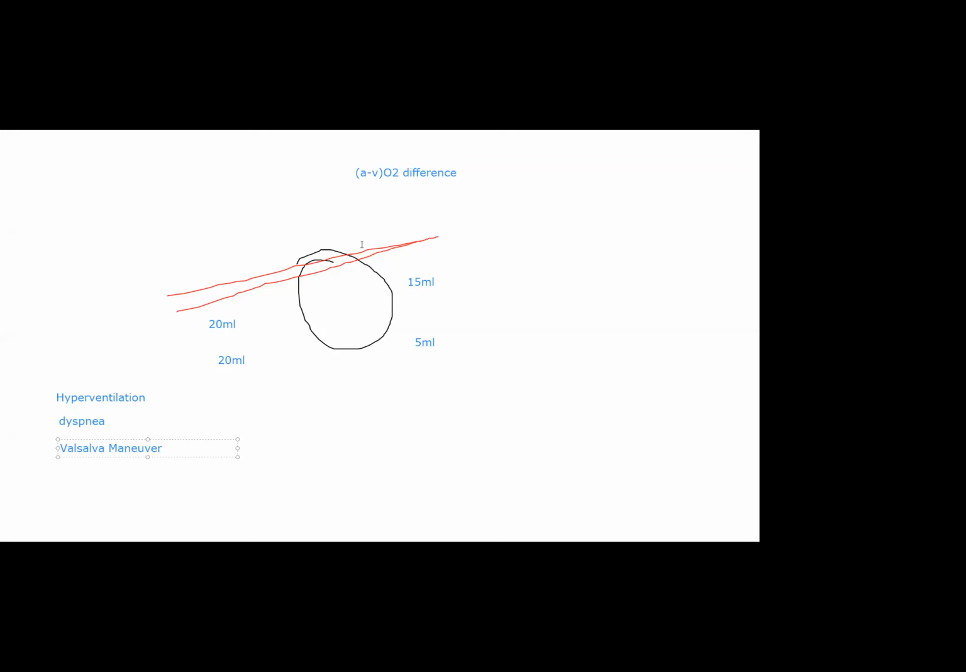You guys heard of the Valsalva maneuver? Yes, no? Valsalva maneuver is basically holding your breath during exertion. This tends to happen when you're lifting heavy weights, okay? Which is why we talk about it, because people do heavy weight lifting.